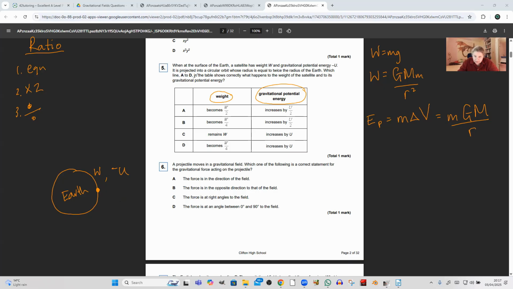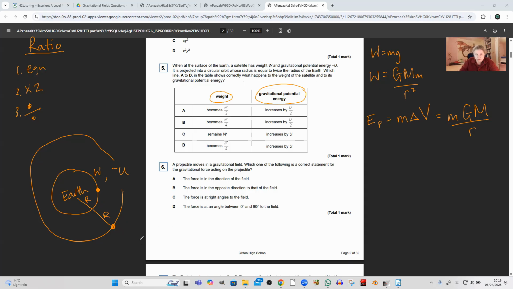Right, it is projected into a circular orbit whose radius is twice the radius of the Earth. Well, the radius of the Earth is about there, so we're talking about an orbit kind of like that. Okay, so there is my satellite in orbit, and that distance is r, to the center. Right, and it says, which line A to D in the table correctly shows what happens to the weight of the satellite and its gravitational potential energy?